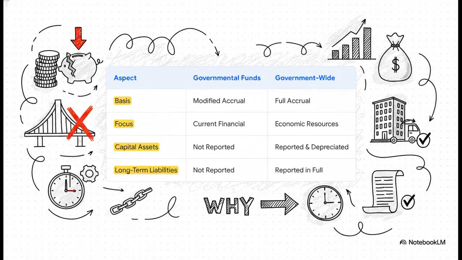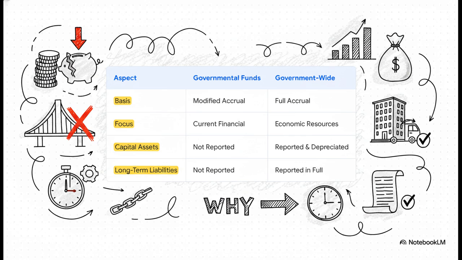And this table right here really shows you the why behind the rule. You see, since governmental funds use that modified accrual basis and focus only on current financial resources, well, of course they can't report long-term assets and liabilities. It just doesn't fit. But flip that coin. The government-wide statements use full accrual and an economic resources focus, so of course they have to report them. The focus dictates the treatment.